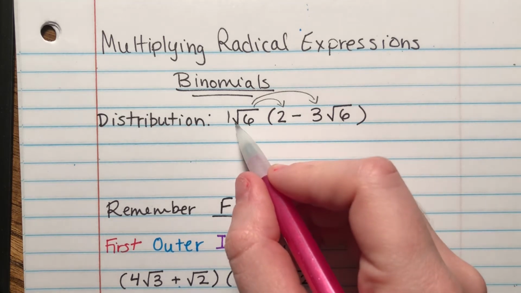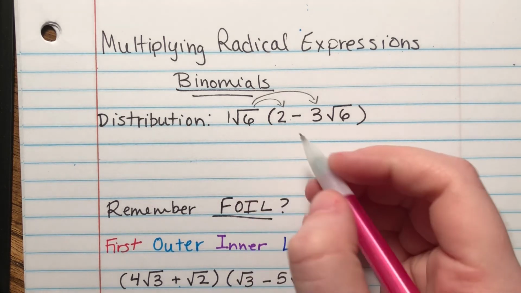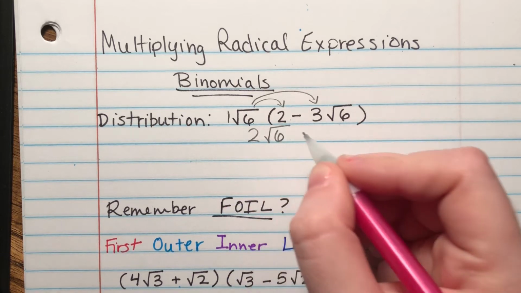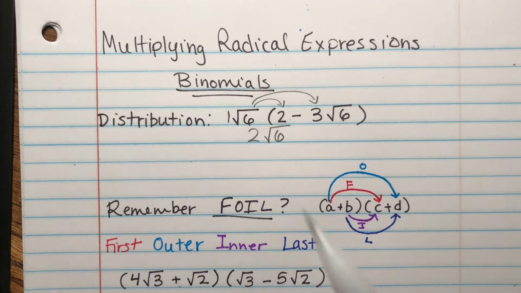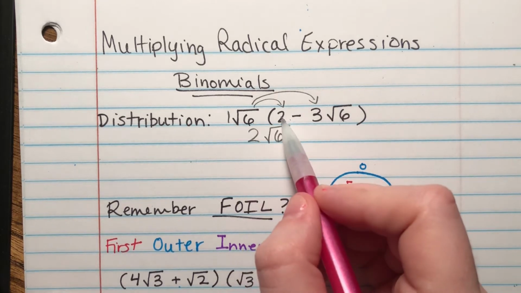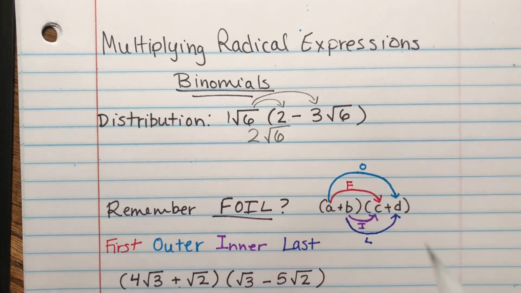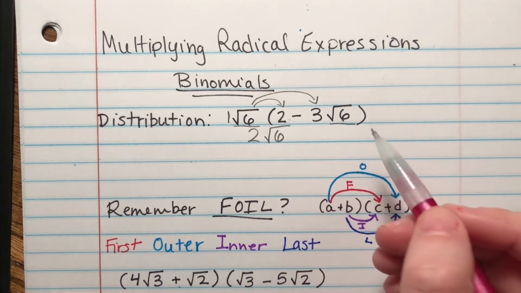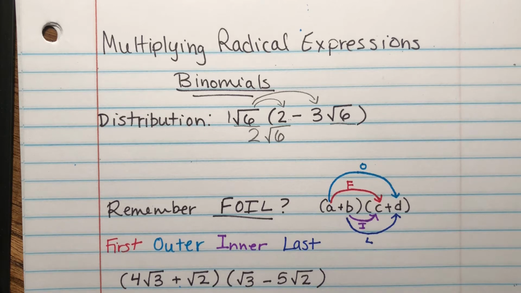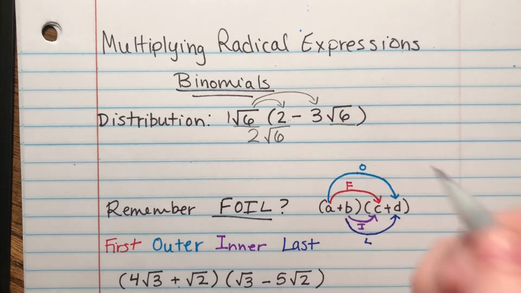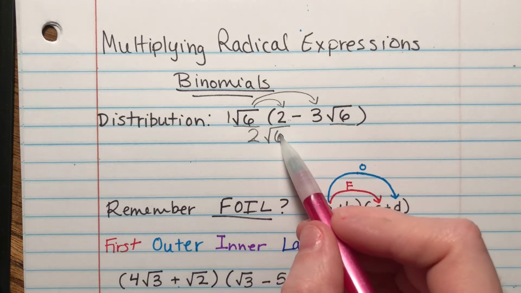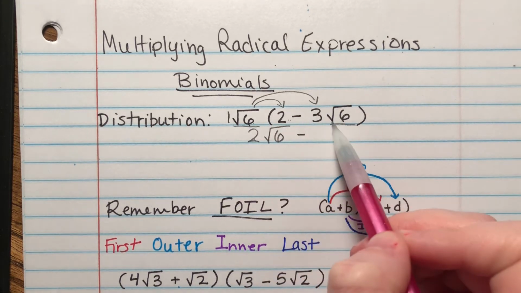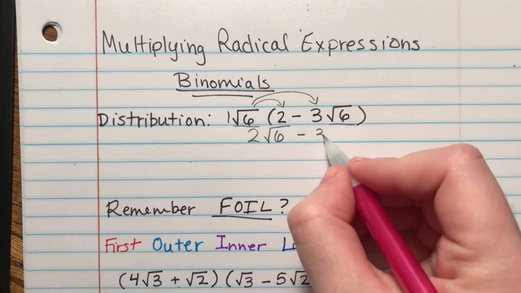So I have square root of 6 times 2. That's going to give me 2 times square root of 6, because remember, I multiply coefficients by coefficients, radicals by radicals. It's almost like we have a variable here. It's almost like this acts as a variable, except it's not a variable, it has an actual value. Alright, so I have 2 times the square root of 6, and then minus, then I have square root of 6 times 3 square root of 6. So I'm just going to write that like this.